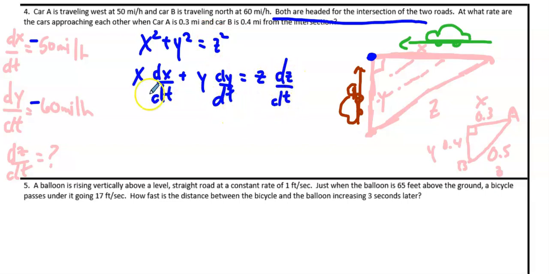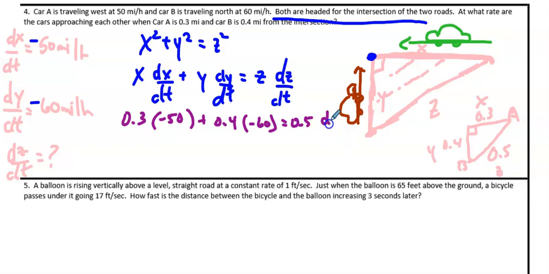Great, wonderful. Now this is where we start plugging stuff in. We know that x is 0.3, and we know the change in x is negative 50. We know that y is 0.4, and the change in y is negative 60. We know that z is 0.5, and again, we found that by the Pythagorean theorem. They're trying to find, and again, I always like to check when I have this out, is this what we're actually asked to find?